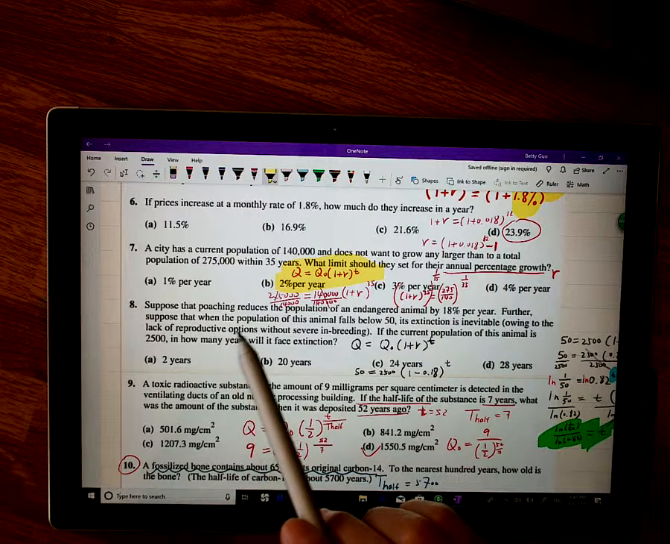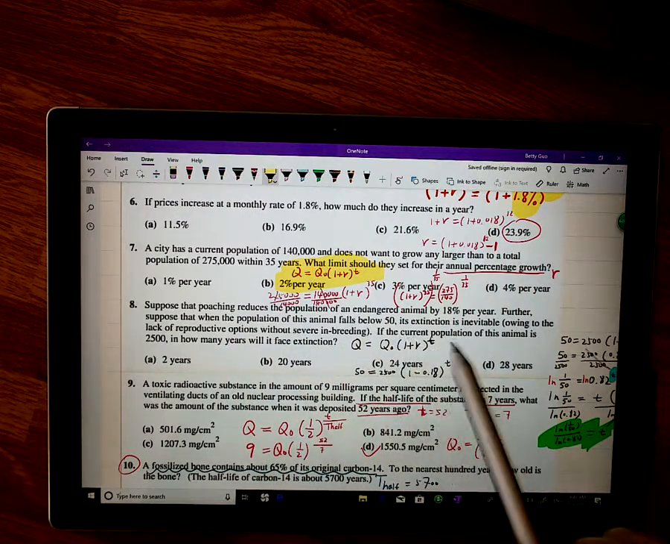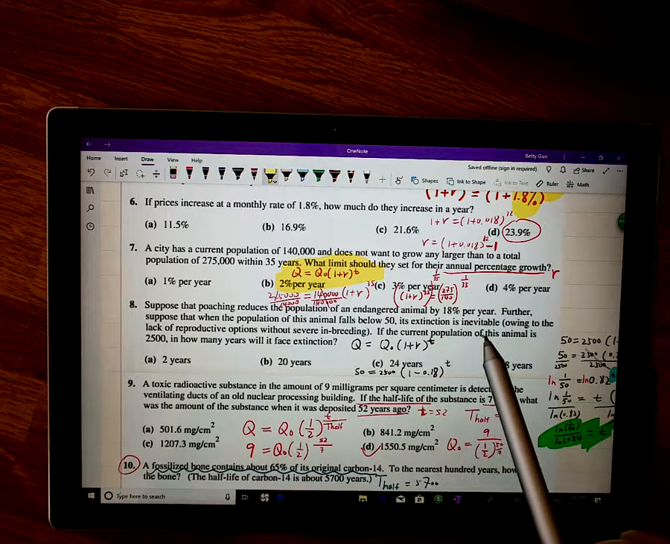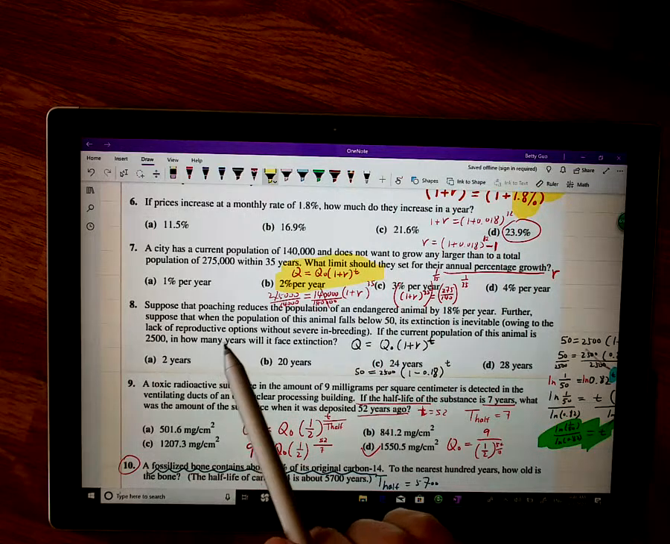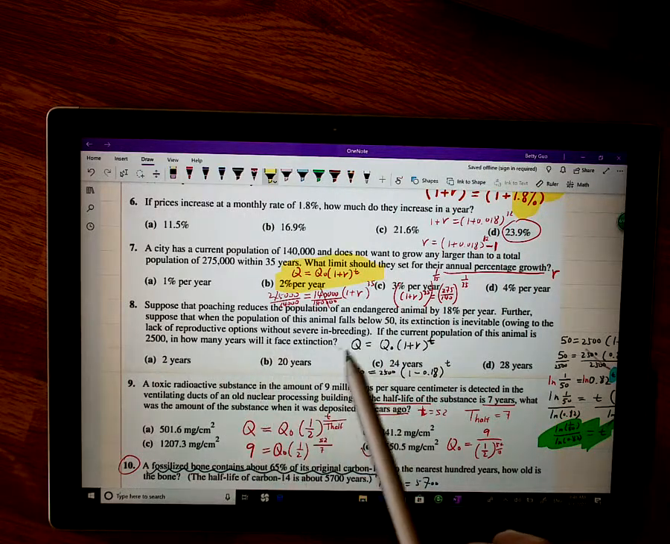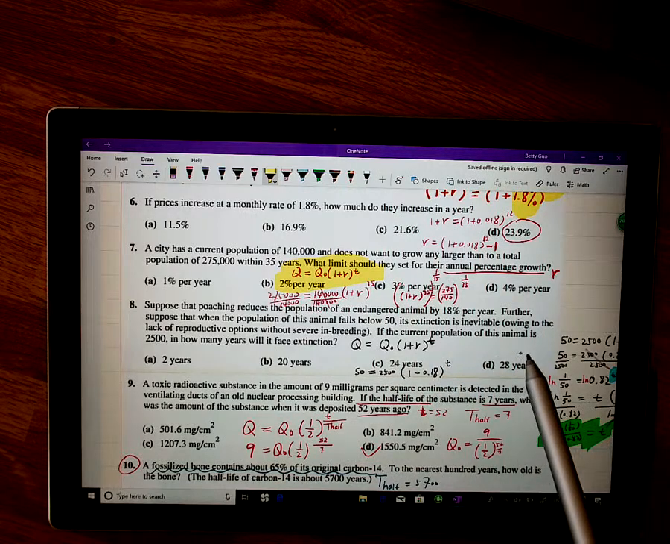Further, suppose when the population of this animal falls below 50, its extinction is inevitable, owing to the lack of reproductive options without severe inbreeding. If the current population of this animal is 2,500, in how many years will it face extinction?